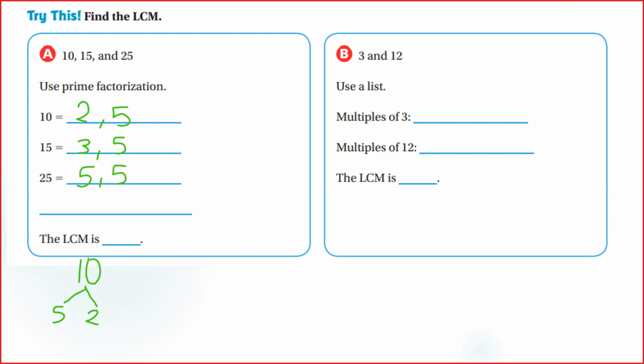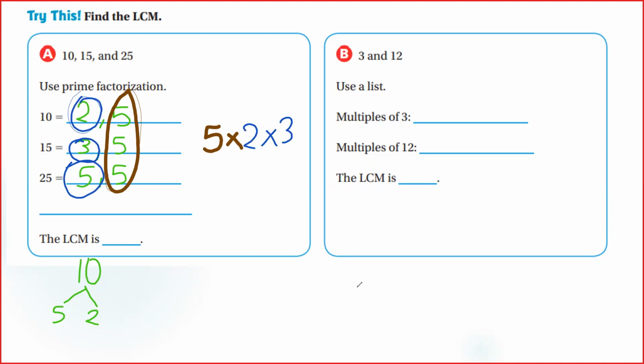Now, then after that, what do we have to do? You have to circle the common factor. What is the common factor here? 5. So we have to circle this one here. Then what do we have to do next? Take the non-common factors. What are the non-common factors? 2, 3, and 5. So we have 5 times 2 times 3 times 5.